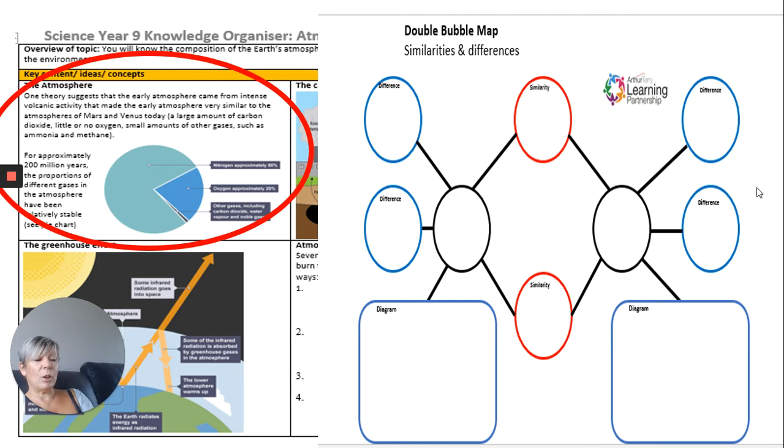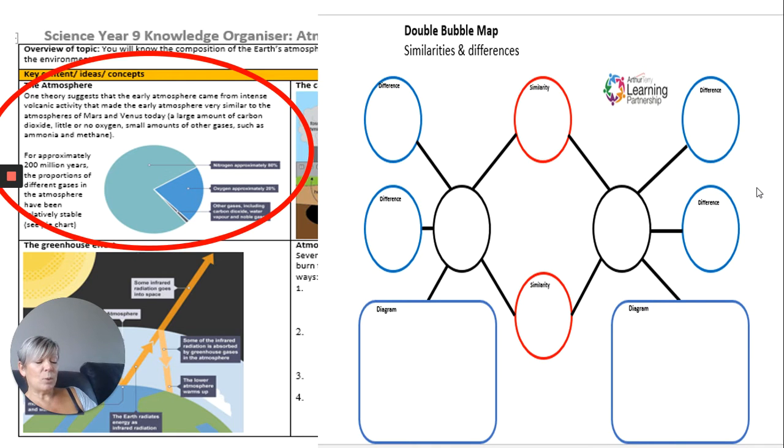Around the outside, you could identify some differences. The centre, you could identify the similarities. This is what you'd expect to know for a grade 4. And once you've done this, you can then use this information to describe in the boxes below the differences and similarities between early and today's atmosphere. This would help you to achieve that grade 6 or 7 because you're applying the understanding to a concept.